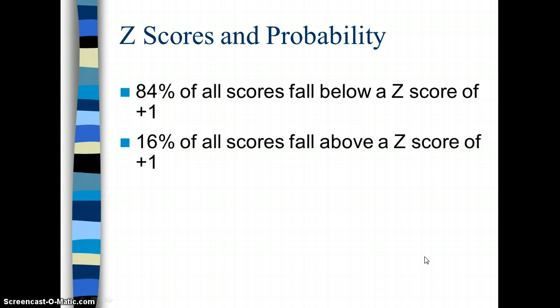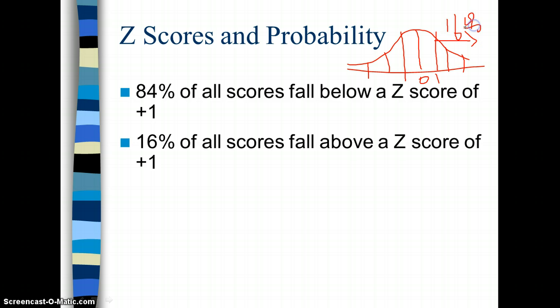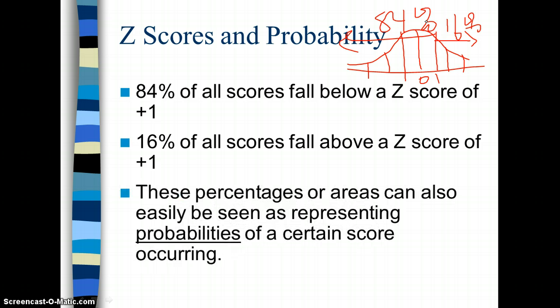We know that 16% of all scores, therefore, are going to fall above a z-score of +1. Here's 0, here's +1. So everything this direction is going to be 16%. Everything this direction is 84%. These percentages or areas can also easily be seen as representing probabilities of a certain score occurring. Right? So let's start thinking about how probable or how likely it is that a score occurs.